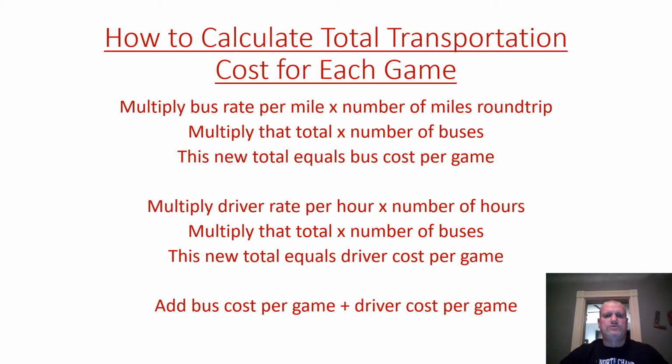How to calculate the total transportation cost for each game. You multiply the bus rate per mile times the number of miles round trip. You take that total and multiply it times the number of buses used for the trip. This new total equals the bus cost per game. Then you multiply the driver's rate per hour times the number of hours. Multiply that total times the number of buses used. And this new total equals the driver's cost per game. To get the total, you add the bus cost per game plus the driver's cost per game.